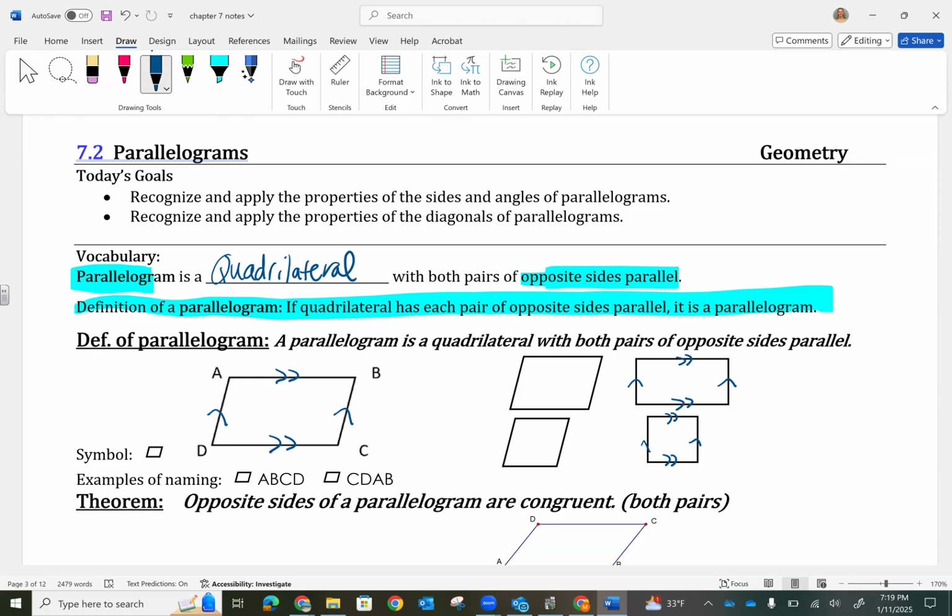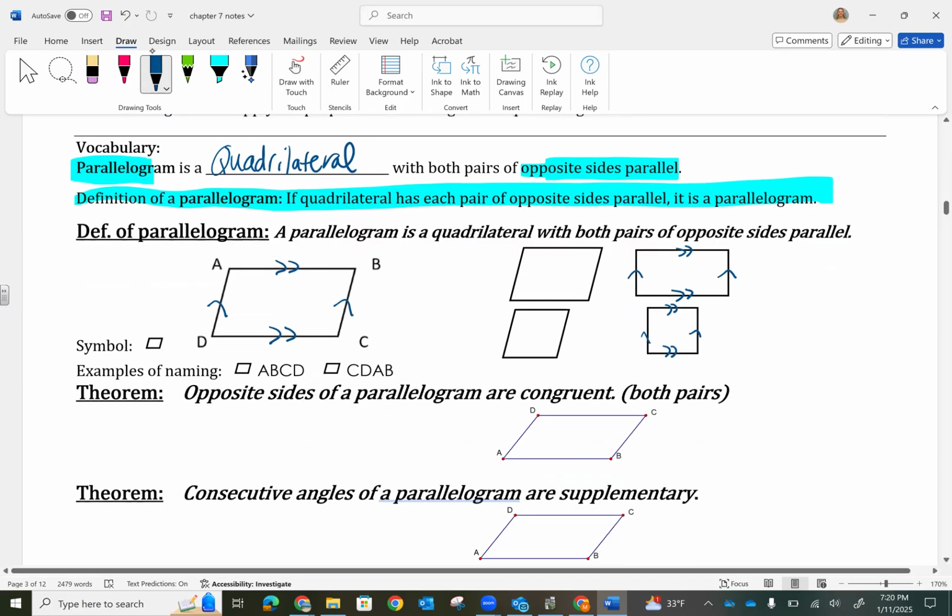Okay, so just because it's a parallelogram doesn't mean it doesn't have a more specific name that we could call it. But a parallelogram has a pretty low bar. Both pairs of sides have to be parallel to each other.